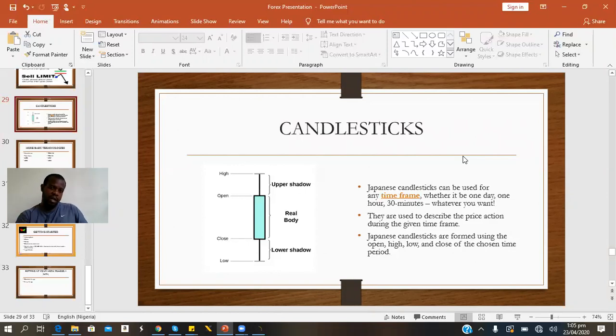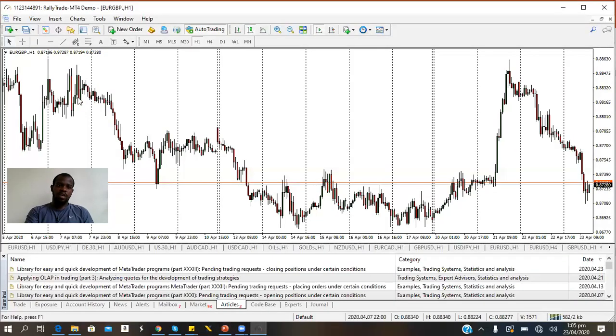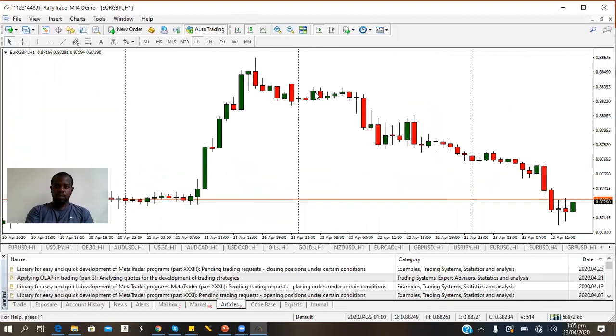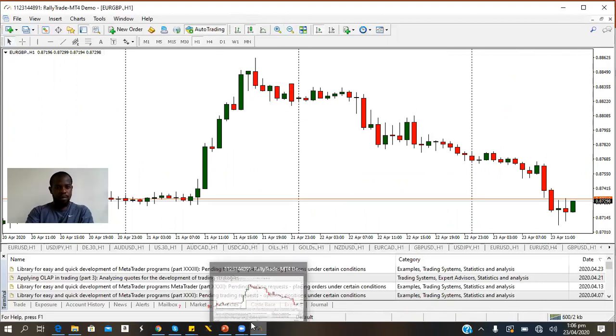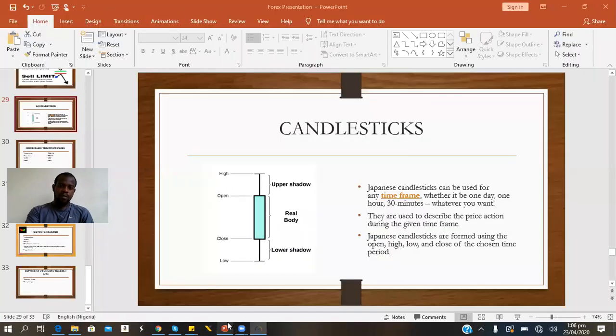Now let me go to my charts. Let me show you what we're talking about in a real illustration. This is a chart of the euro against the Great Britain pound. Each of these, let me zoom in so you see properly, is called a candlestick. We're going to quickly explain it further to understand what they mean and how they form.